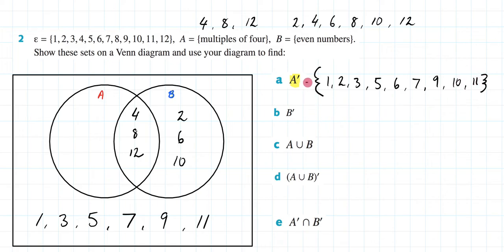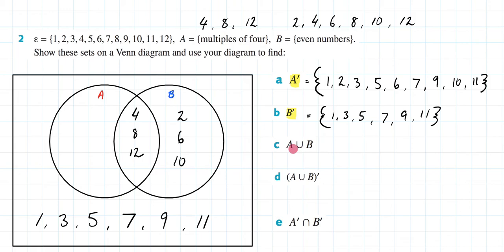Perfect. Next, I'm going to find the complement of B, so everything not in B. So it's going to be everything in A, which is nothing, and then everything here as well. So it's just going to be my odd numbers out here. So I'm going to get 1, 3, 5, 7, 9, and 11.